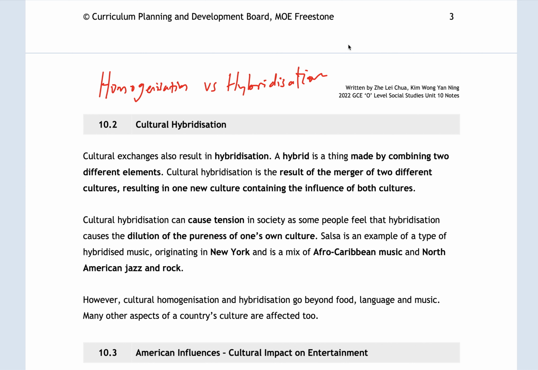Now, hybrid. The prefix of this word is hybrid. Now, I'm sure all of you know that a hybrid is a thing that is made by combining two different things together. That's what we call hybrid, right? So when we talk about it in the form of culture, hybridization is the effect, or rather the result, of the merger of two different cultures. These two different cultures come together to form a new culture, and this new culture has elements of the original two cultures. Just imagine two things coming together to form a brand new thing. That is what we call cultural hybridization.